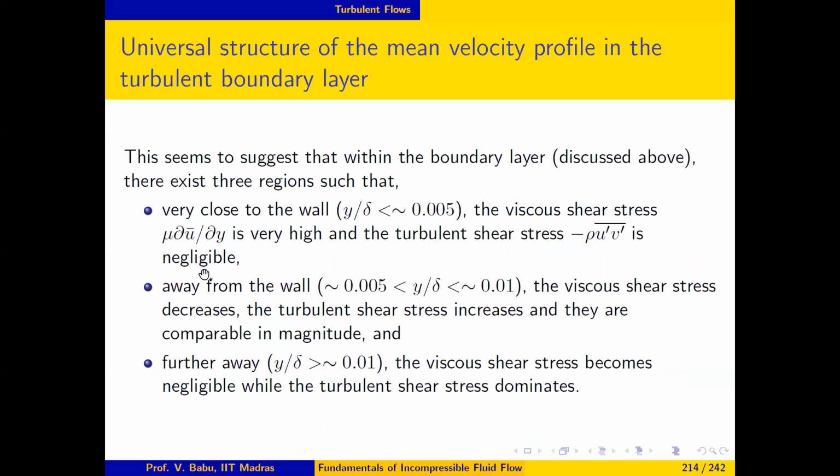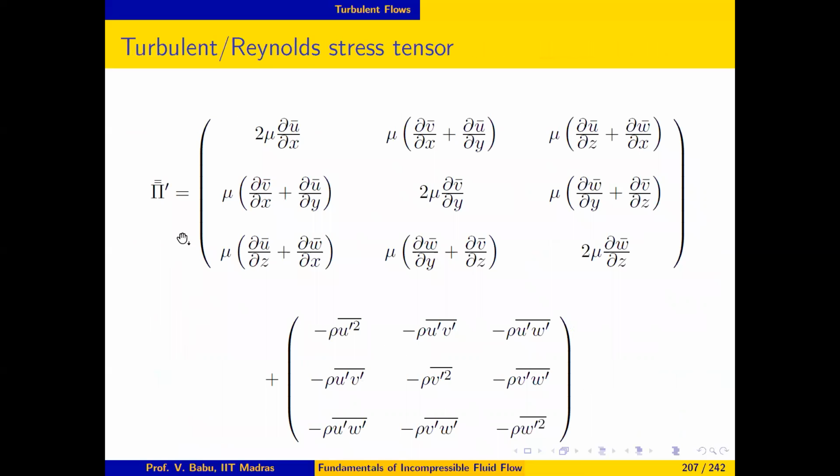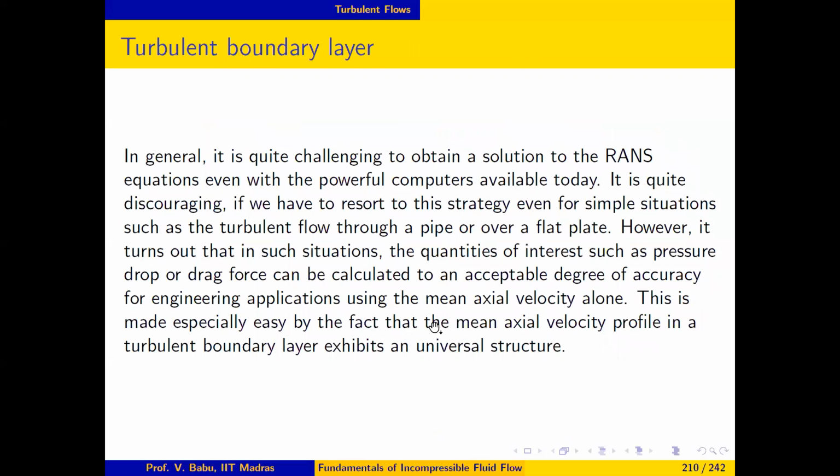So very close to the wall, the viscous shear stress mu du dy is very high, and the turbulent shear stress, minus rho u prime v prime, is negligible. It must be remembered from the previous lecture that the components of the deviatoric stress tensor look like this. So this is the shear stress mu times dv dx plus du dy. So in a boundary layer, mu du dy, the mean velocity, is the component that we are talking about. And notice that its counterpart that arises due to turbulence is minus rho u prime v prime. So this is the viscous shear stress that we saw inside the boundary layer, and this is the turbulent shear stress that is also seen inside the boundary layer.